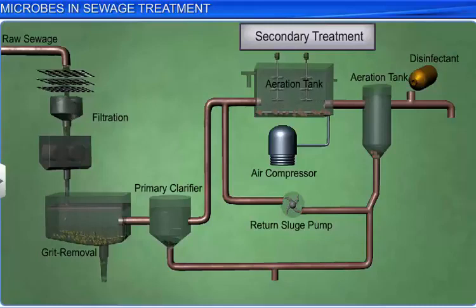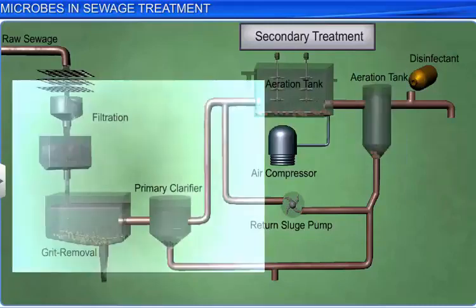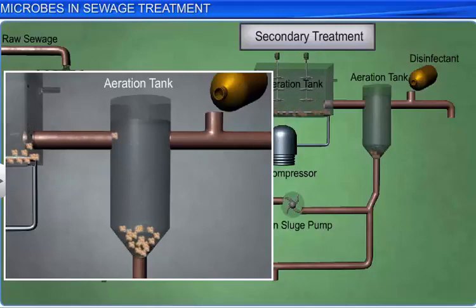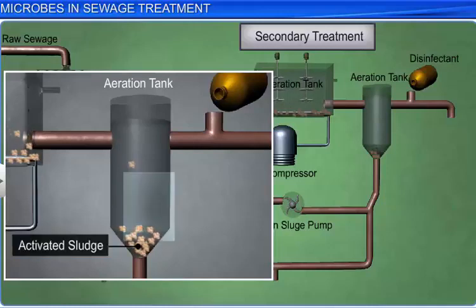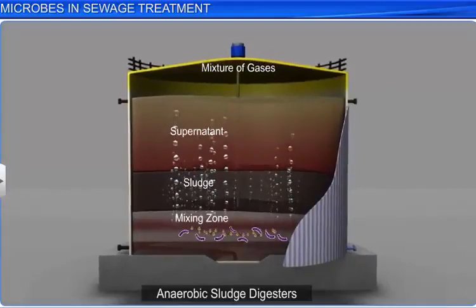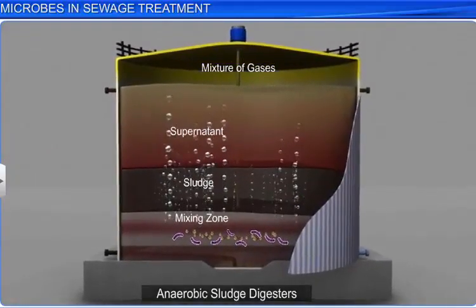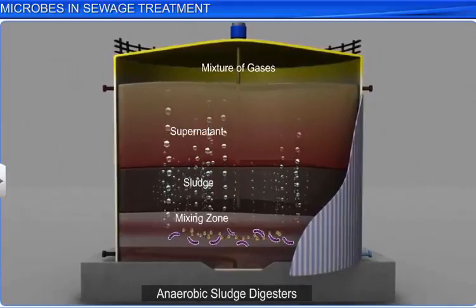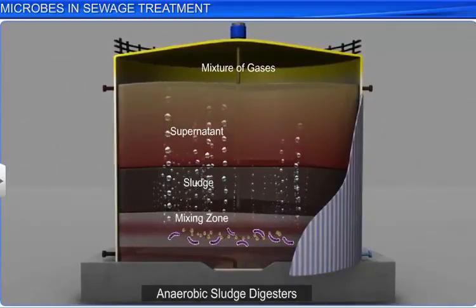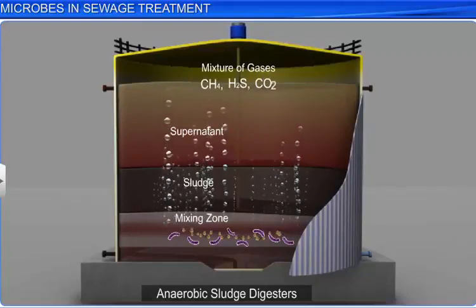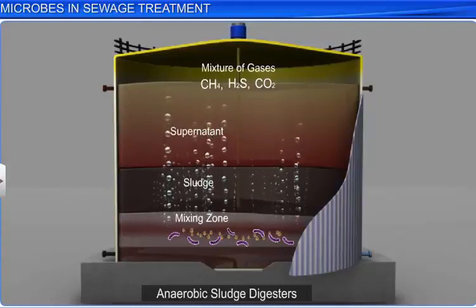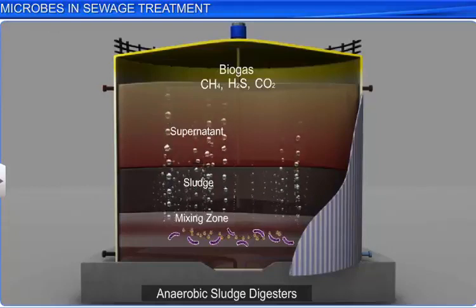Once this is accomplished, the effluents are transferred to another aeration tank where the flocs of bacteria are gradually allowed to sediment. This sedimented part of sewage is known as activated sludge, which is pumped into large tanks called anaerobic sludge digesters. Here, anaerobic bacteria digest the bacteria and fungi present in the activated sludge and produce a mixture of gases such as methane, hydrogen sulfide, and carbon dioxide. This mixture of gases is also called biogas and is used as fuel since it is inflammable.